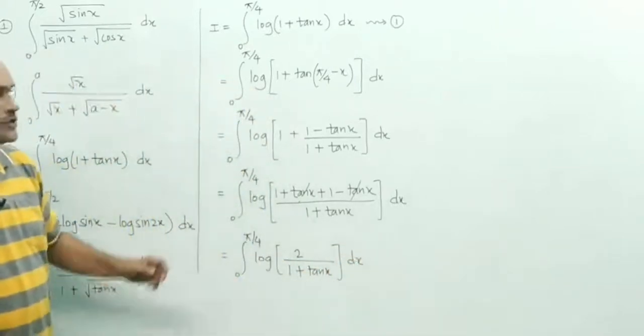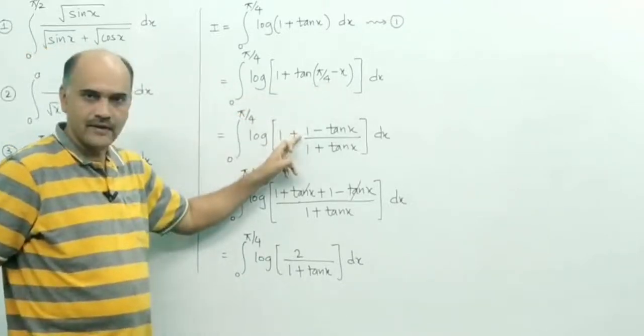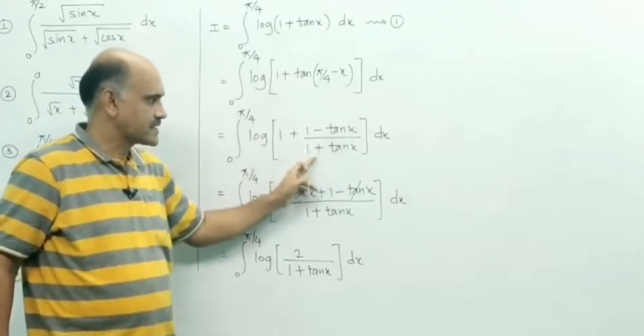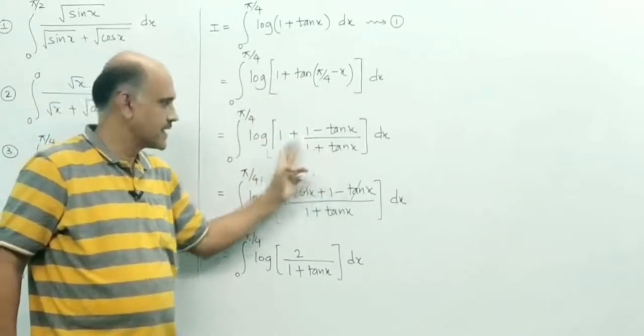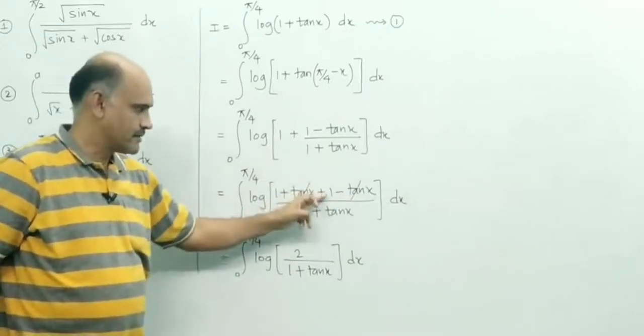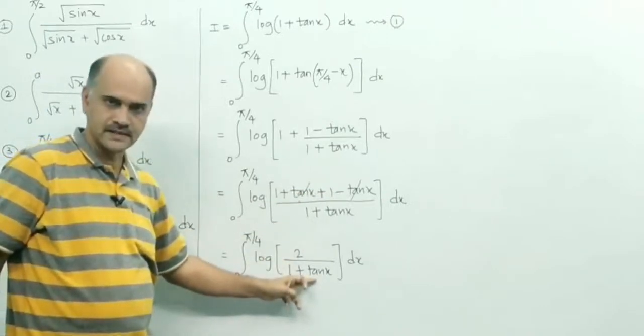Clear, students? So what I have done, tan pi by 4 minus x formula I have applied. Tan pi by 4 minus x is 1 minus tan x by 1 plus tan x. Take LCM, tan x gets cancelled. 1 plus 1 is 2. Denominator is 1 plus tan x.